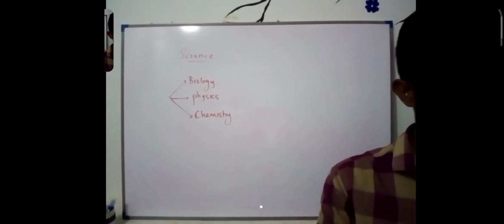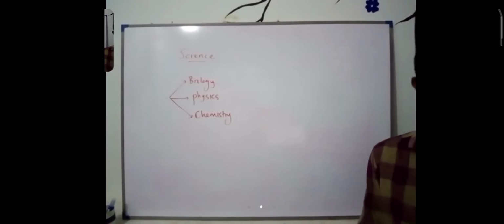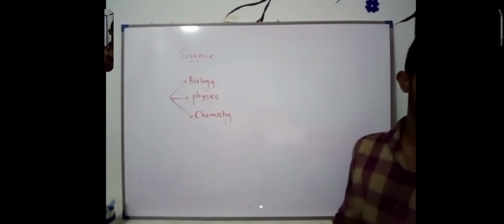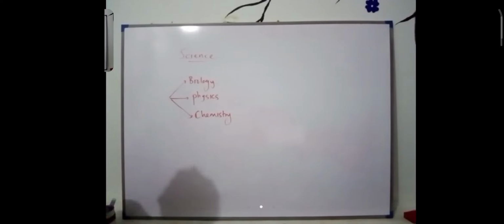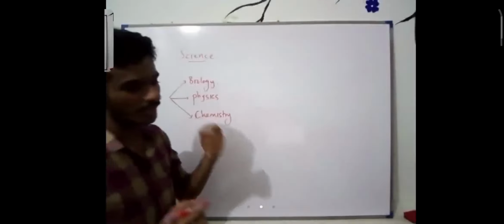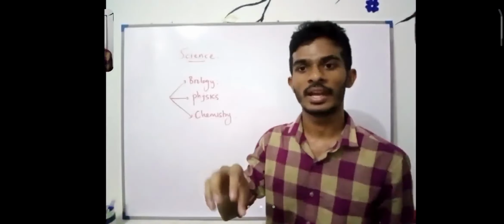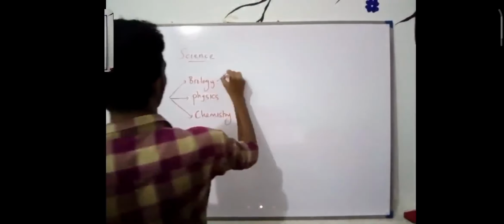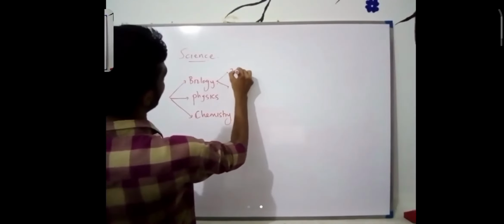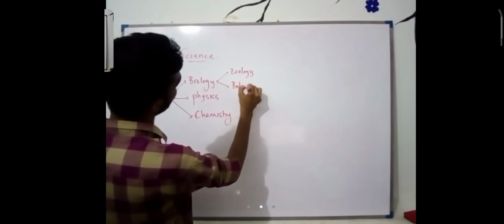So can you tell me the name of the first unit? Applications of microorganisms. That is the first unit in your grade 9 science, right? So what is biology? What do you understand by biology? Biology is the study about life, animals and plants. Okay. So in biology we have two main portions. One is zoology and botany. Have you heard these terms?